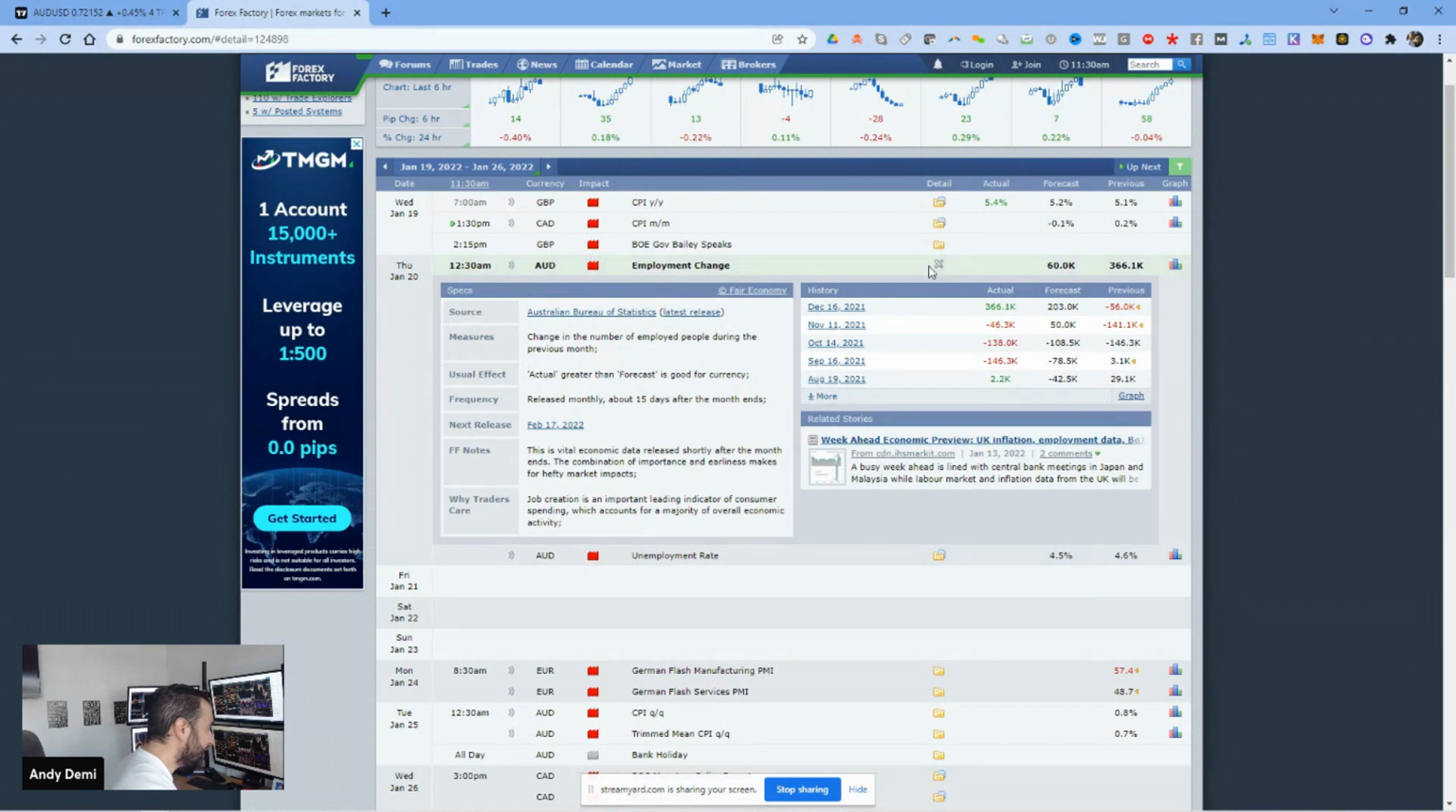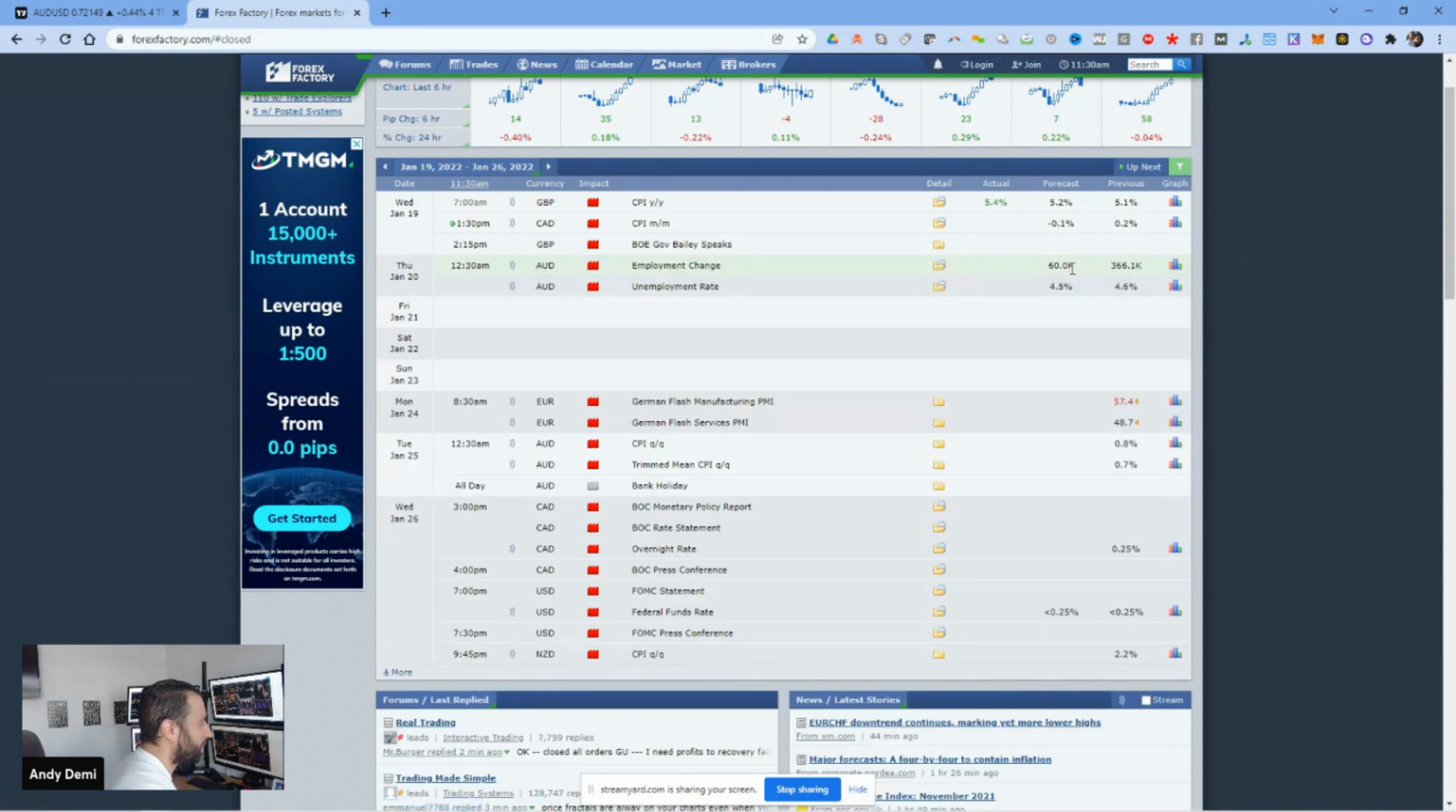Now, the thing that you want to look out for here is two things. One is, what is the previous number? And then what is the forecast? The most important one is actually the forecast, because that is what is priced in. So this is what people are expecting. So if we get a really strong number above 60,000, even if it's below last month's, the chances are the Australian dollar is going to rally. It's going to go up.